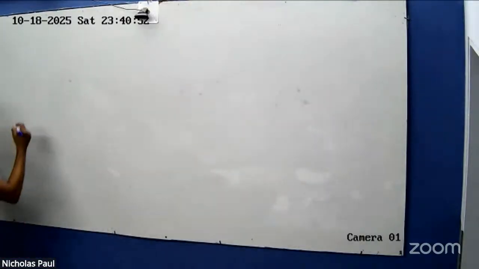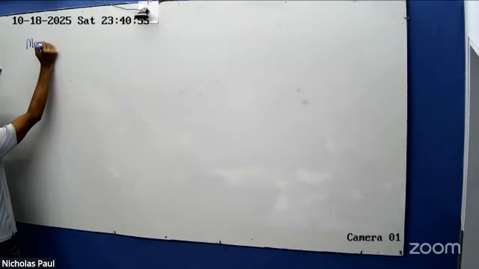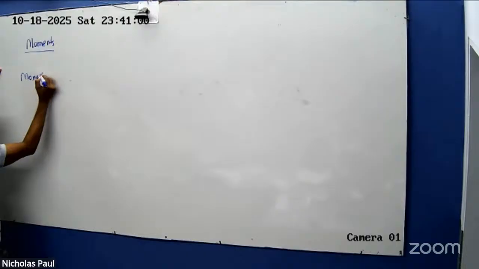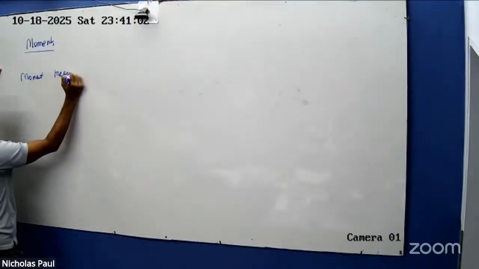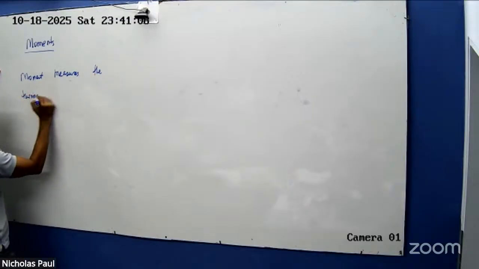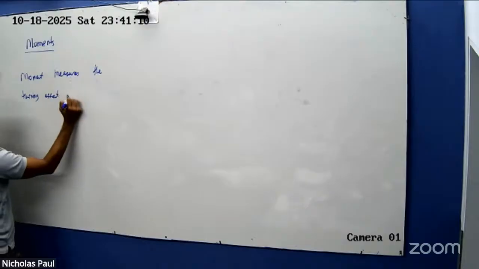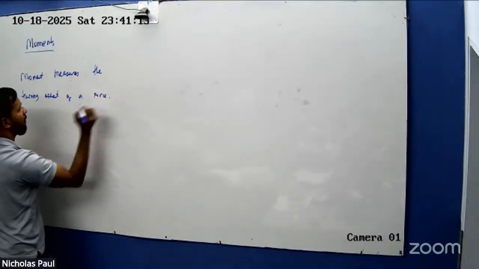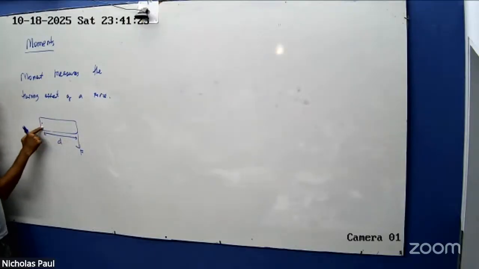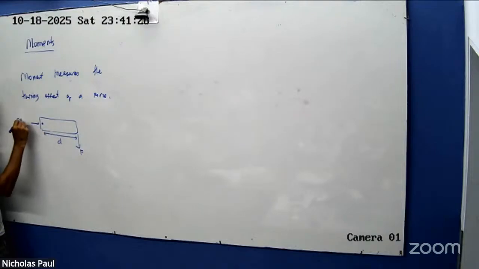All right, ready? So we're going to take a look at something called moments. Moments measure the turning effect of a force. So if I give you a force being applied here, and the distance from the pivot is D, this dot here is your pivot. We call that your pivot.